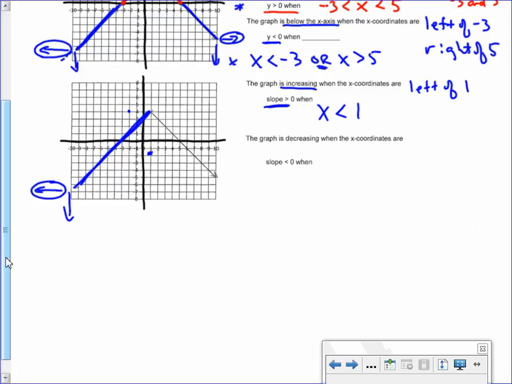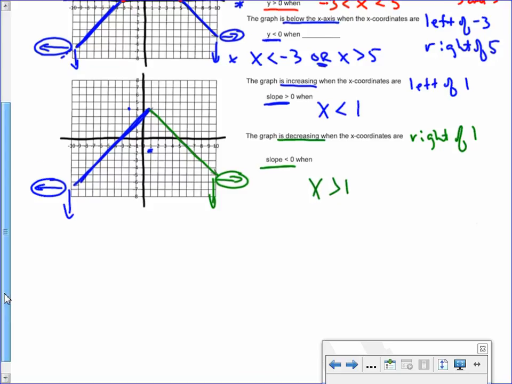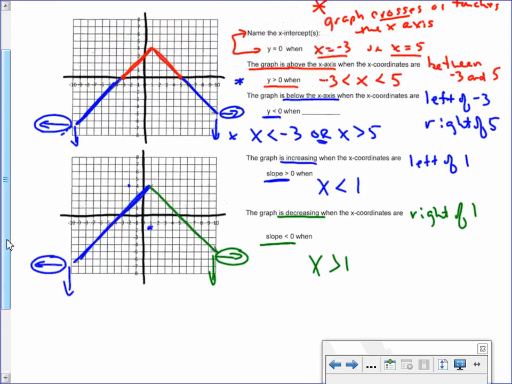I'm going to switch colors on the screen, and I'm going to look for where the graph is decreasing. That's the same thing as saying slope is less than 0 or slope is negative, and that's the second half of the graph. Also going down, but this time going to the right. So we're going to say the coordinates are to the right of 1, and that answer will be x is greater than 1. The idea is to take a look at the graph and to be able to describe it in 2 different ways. Where is it above and below, and where is it increasing versus where it is decreasing.